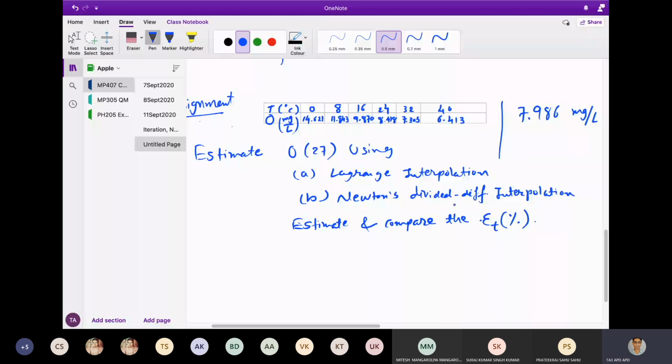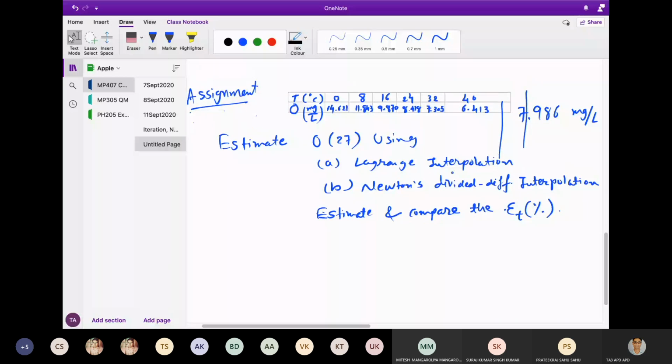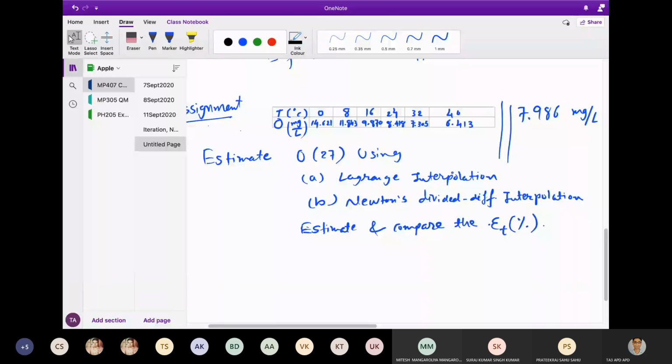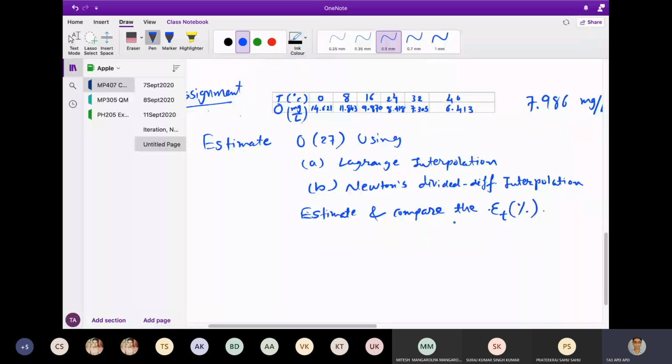So let's move on. That's the value you should use for estimating the error.